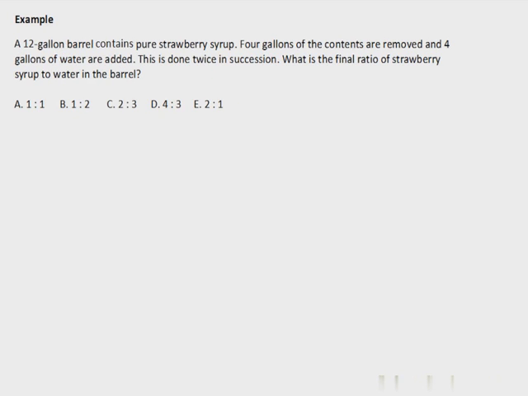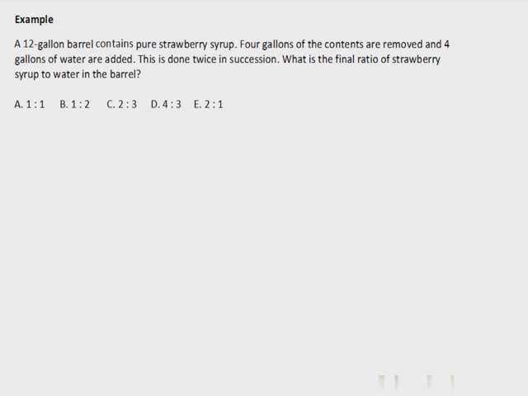A 12-gallon barrel contains pure strawberry syrup. 4 gallons of the contents are removed and 4 gallons of water are added. So you're basically diluting the syrup. This is done twice in succession. What is the final ratio of strawberry syrup to water in the barrel?